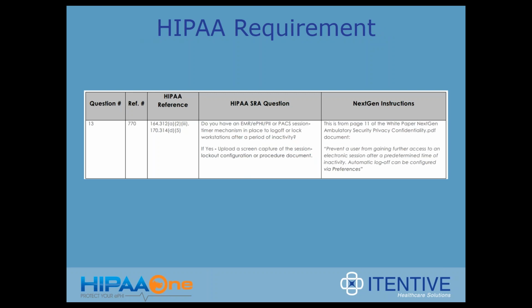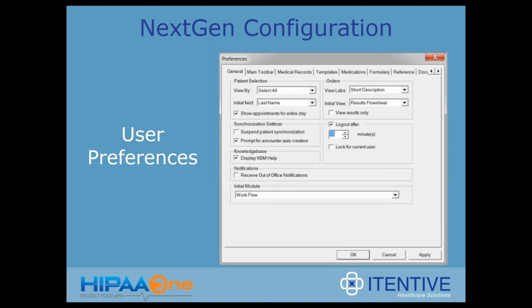We're also required to protect information that may become accessible from a workstation that an authorized user has walked away from. We achieve this by setting a session timer or a mechanism that will log off or lock the user after a period of inactivity. This is another one that we struggle with for user accounts. What's the right amount of time to set? So the way we do this in NextGen is we go into user preferences.